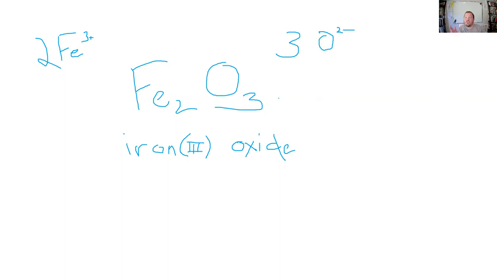So if I say Fe2, I'm talking about how many irons I have. If I say iron 3, I'm talking about the charge, which gets confusing, but I'm going to continue to stress that and remind you guys of that. If you're saying the formula, then the number that you're saying out loud is the subscript, is how many you have. If you're saying the name, then the number is referring to the charge.